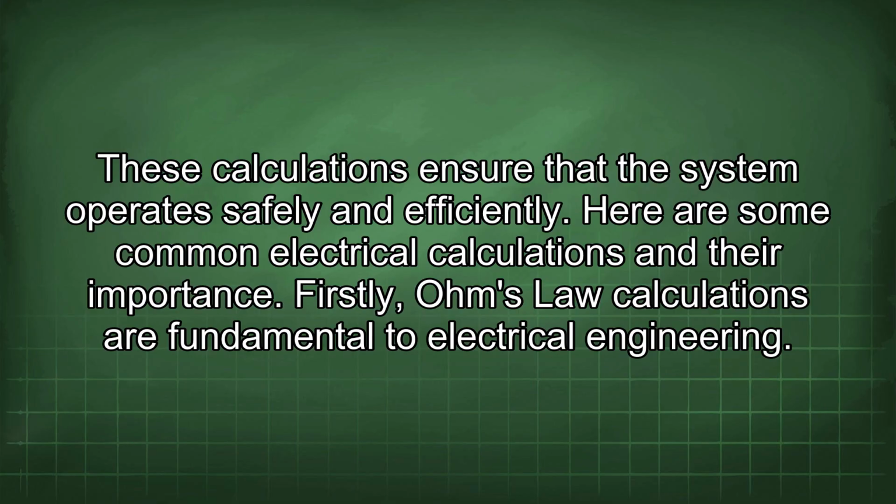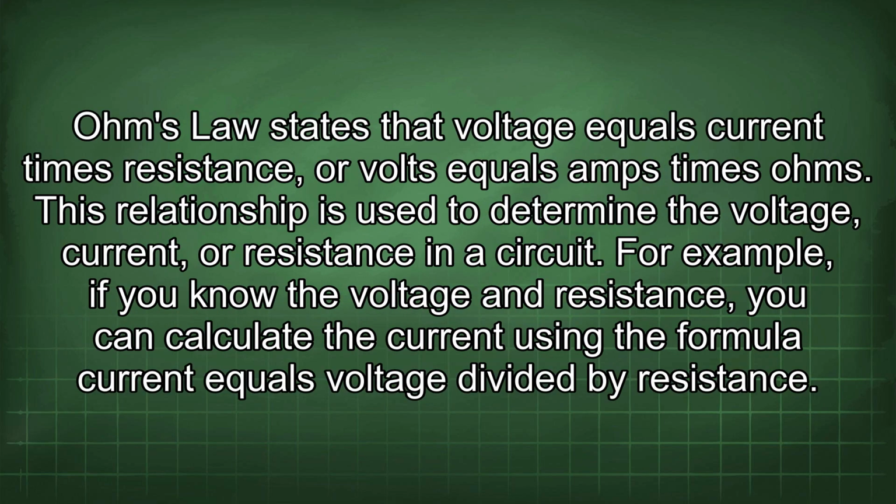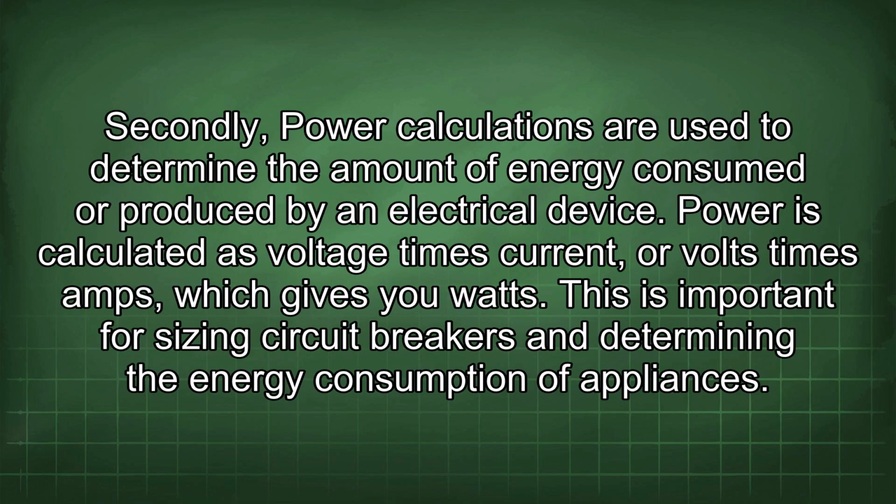Firstly, Ohm's law calculations are fundamental to electrical engineering. Ohm's law states that voltage equals current times resistance, or volts equals amps times ohms. This relationship is used to determine the voltage, current, or resistance in a circuit. For example, if you know the voltage and resistance, you can calculate the current using the formula current equals voltage divided by resistance.